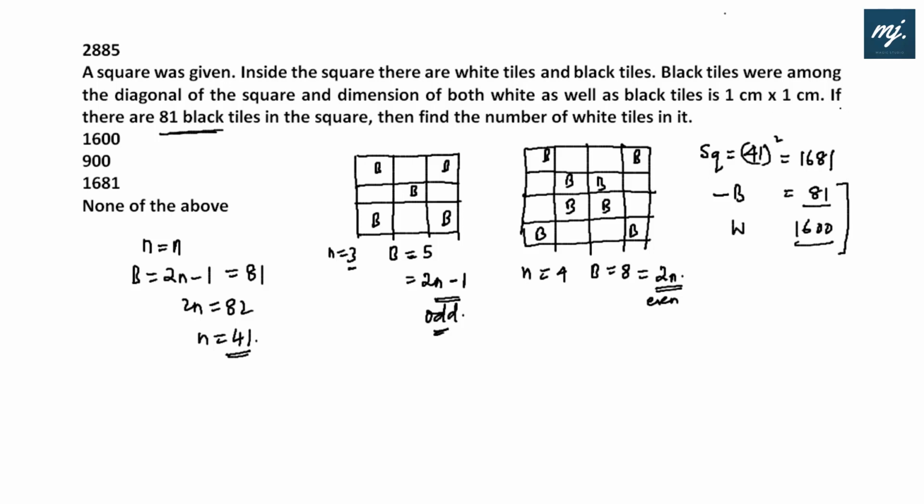Now let us see what is the question asked. If there are 81 black tiles, then find the number of white tiles. Number of white tiles should be 1600. That is in option A.